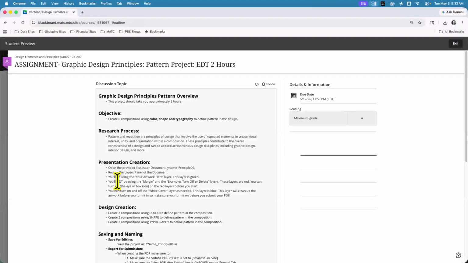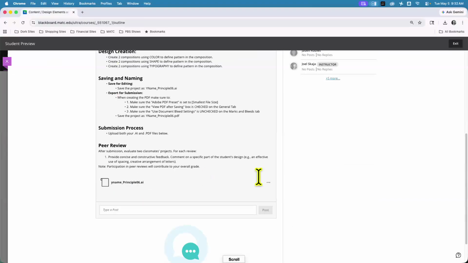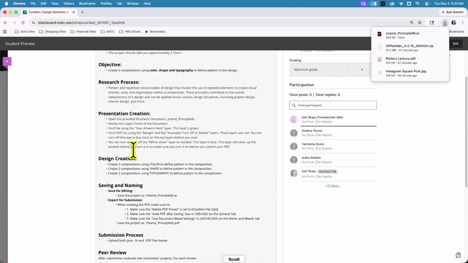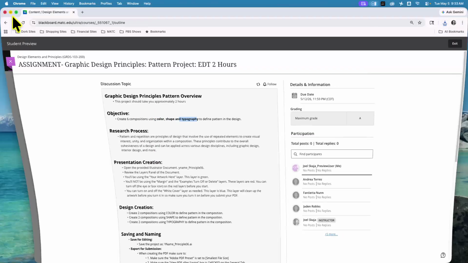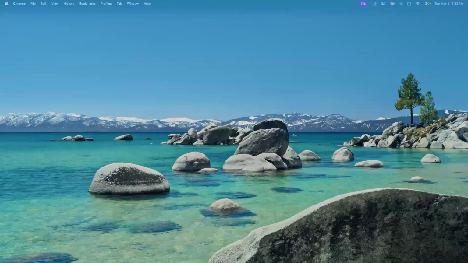All right, and then for the pattern, easy peasy, 3 and 3. In Illustrator, I want 3 color patterns, 3 shape patterns, and 3 typography patterns. You may be saying, well, Joel, isn't the shape and color fairly similar? Well, yeah. Use shape for one, but use color as the main emphasis point is what I want you to do. Sorry.